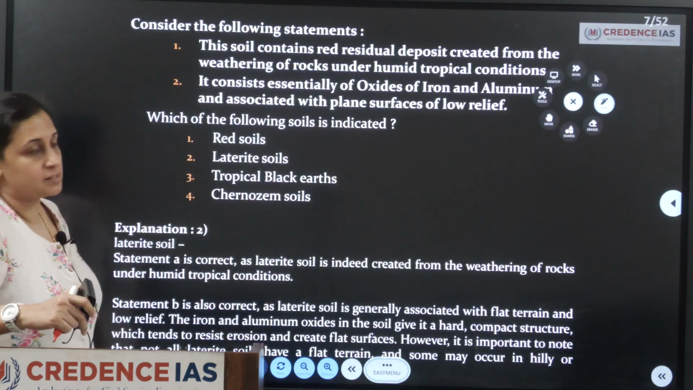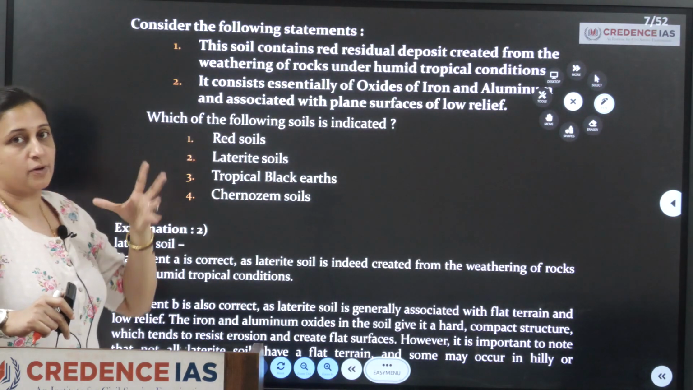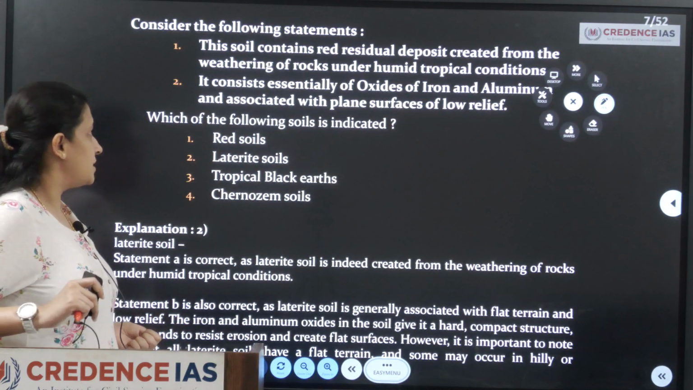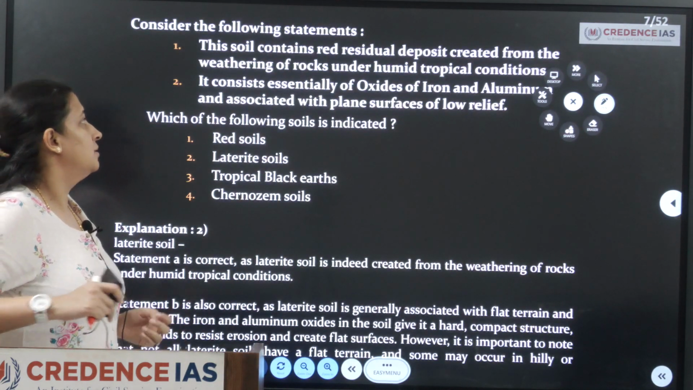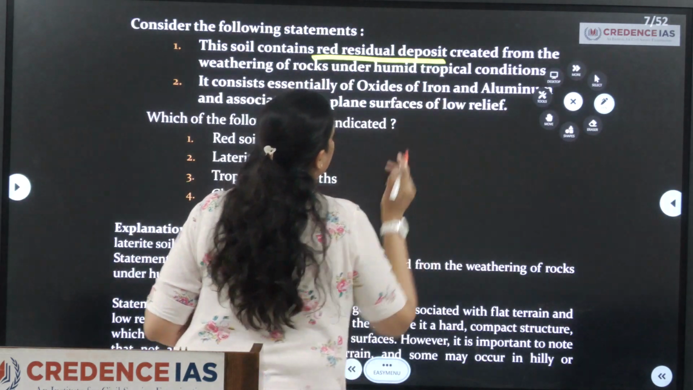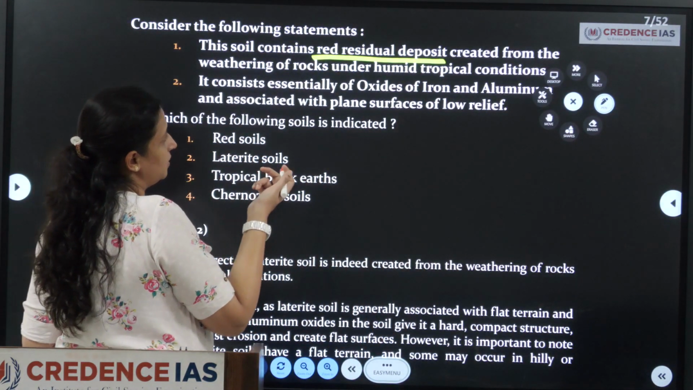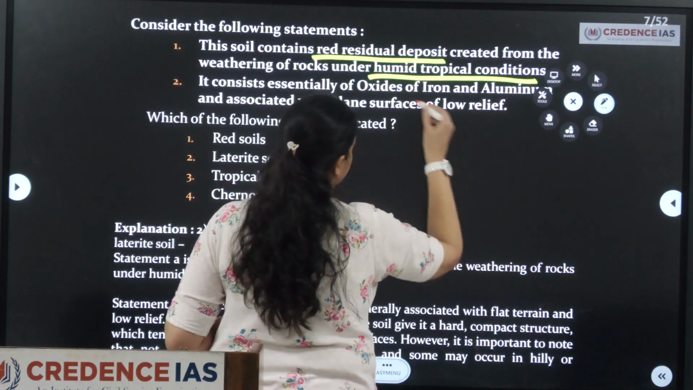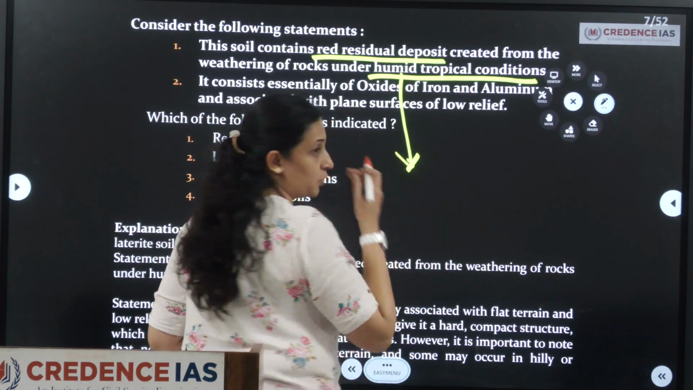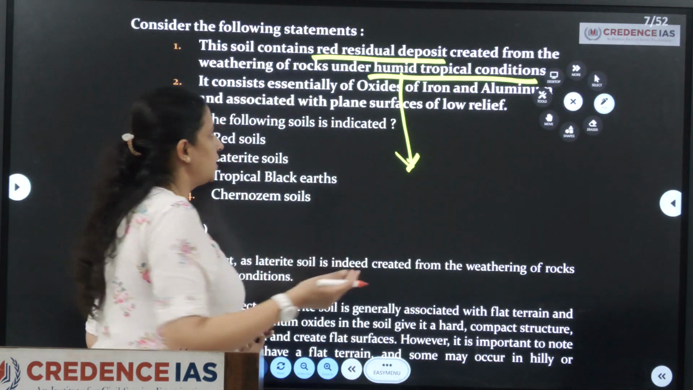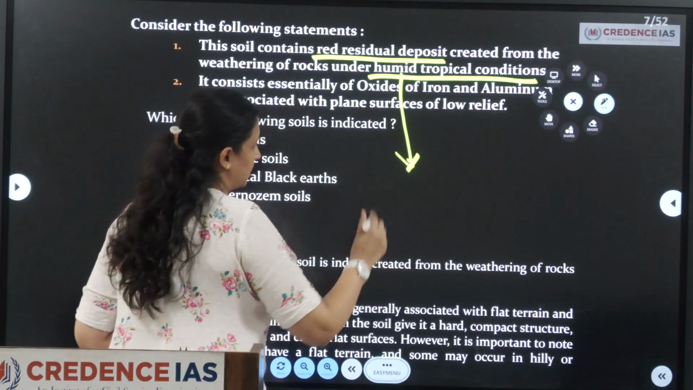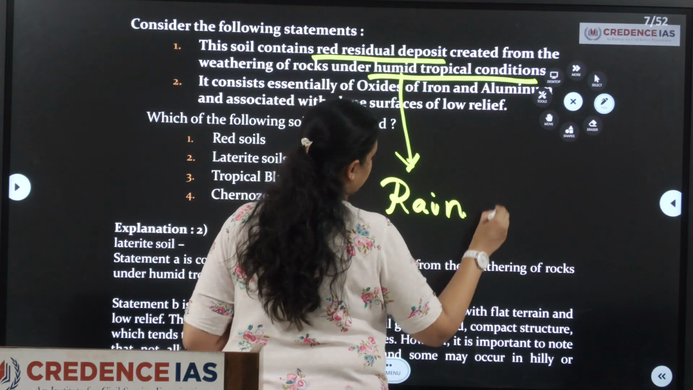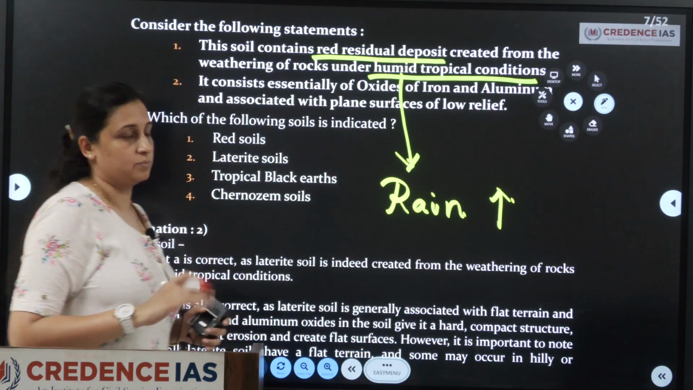Consider the following statements. Based on the statements we have to identify what type of soil we are talking about. This soil contains red residual deposit created from the weathering of rocks under humid tropical conditions. Humidity means the amount of water vapor in the atmosphere, so that is humid tropical conditions. That means rain will be more.